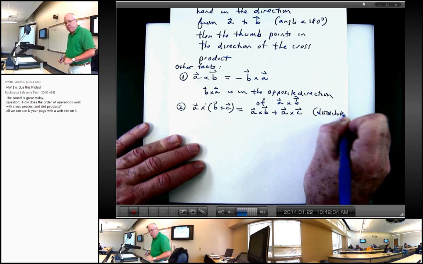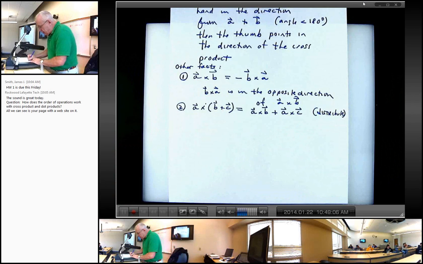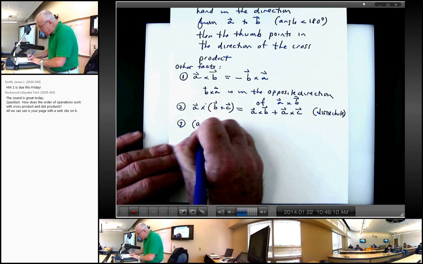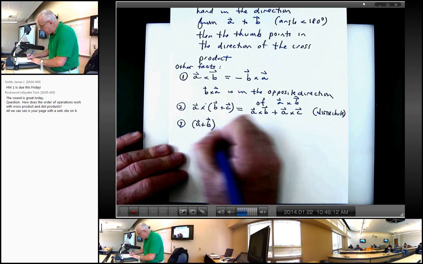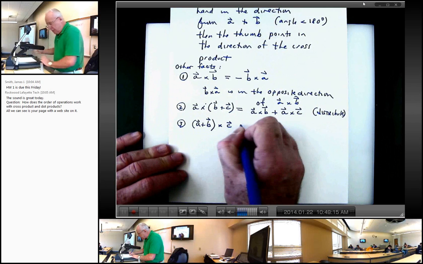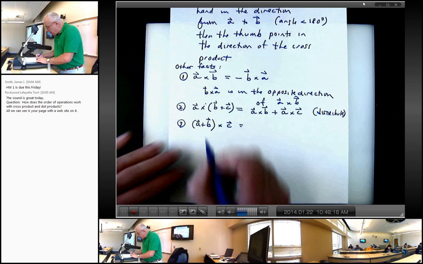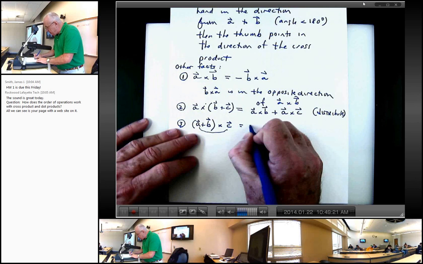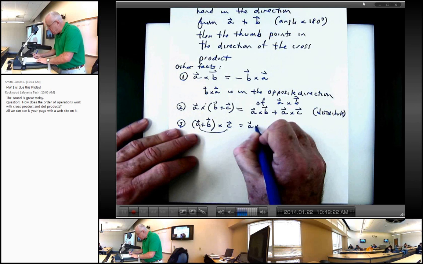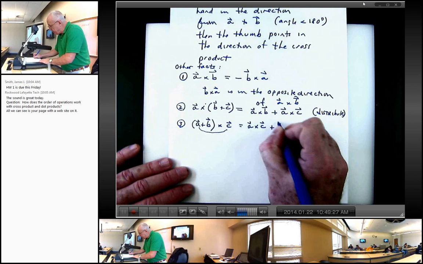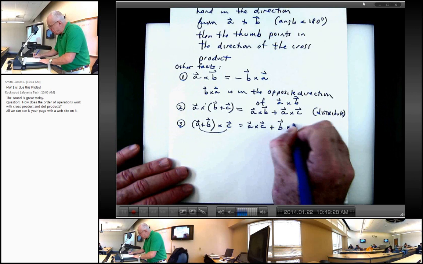All right. And similarly, if we do A plus B vector, and we're crossing that with the vector C, it also distributes. But this time it's going to be A cross C, we've got to be mindful of the order, plus B cross C. Again, it will distribute.